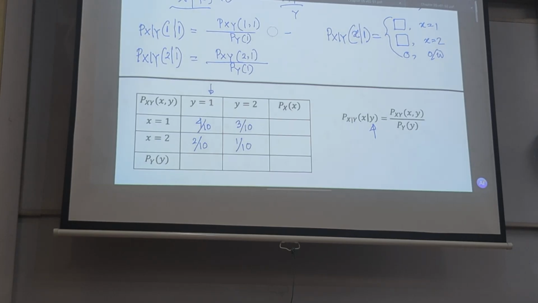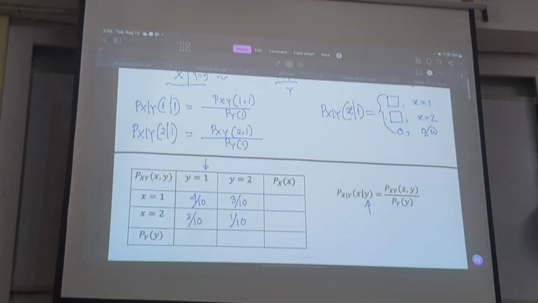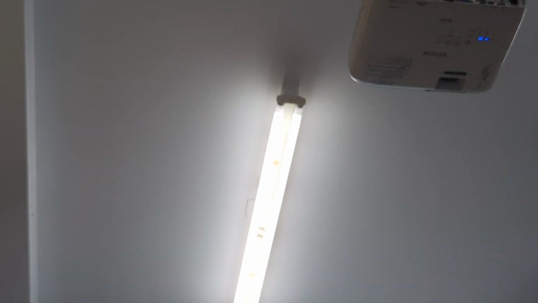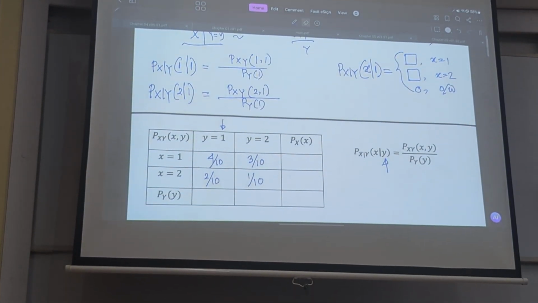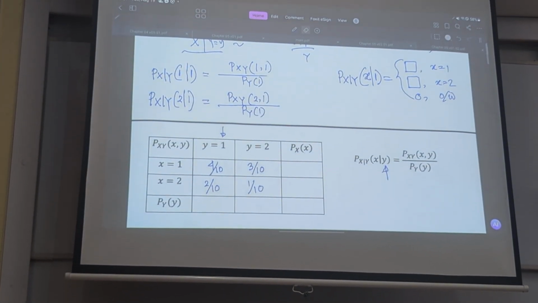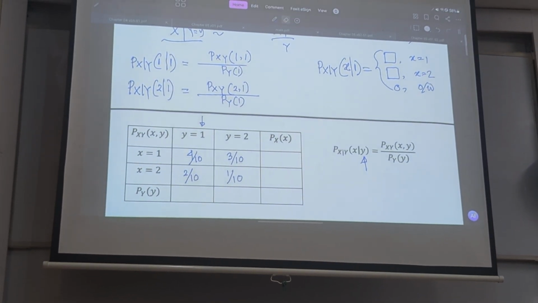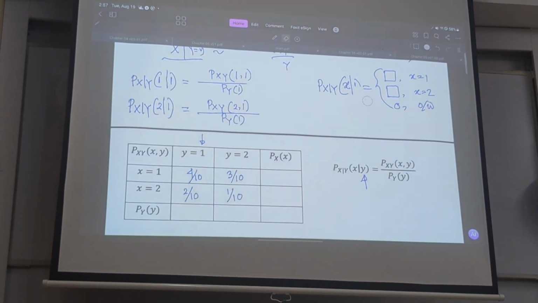Can we fill this up? The boxes, right? We have 2 boxes. Can we fill up these boxes? And that will go from where? Already we have written the formula, right? The formula is on the left side. So for example, we already set y equal to 1.